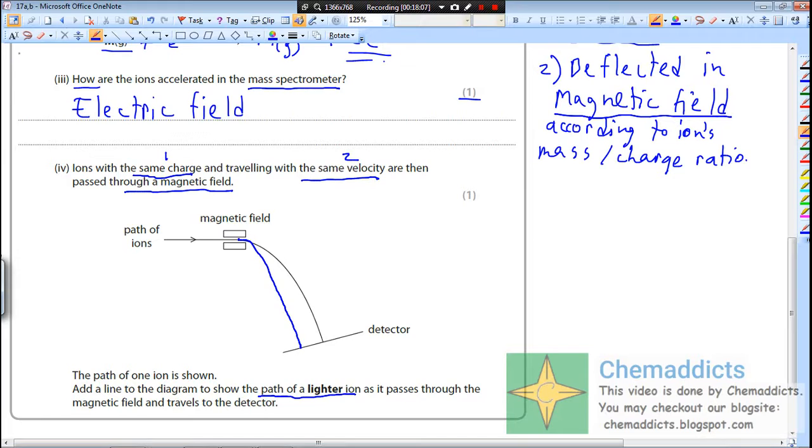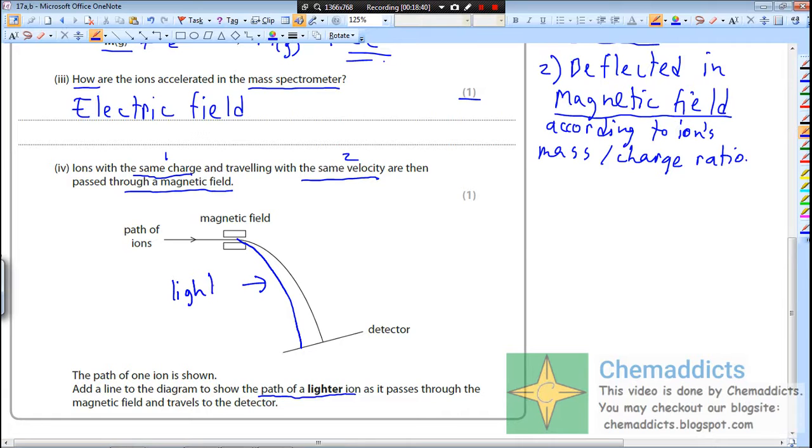Well, it is looking like a straight line. It shouldn't be a straight line. It should be a curved line. It's not smooth enough. Well, now it's looking cool. I hope that. So now this is the path for lighter ions.